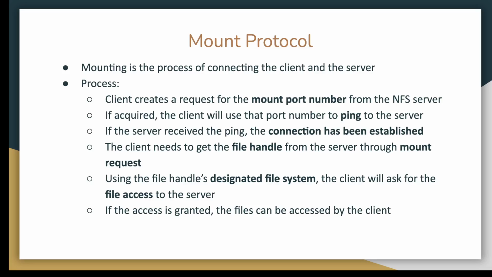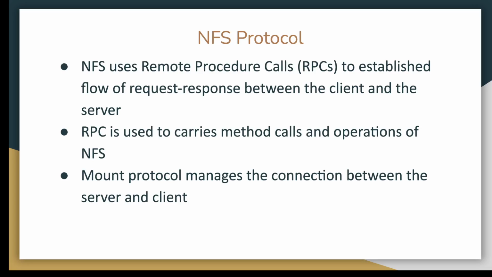Next, the client needs to get the file handle from the server through a mount request. If returned, the file handle's designated file system will be used by the client to ask for file access to the server. If the access is granted, the files can be accessed by the client. NFS uses remote procedure calls, RPCs, to establish the flow of request and response between the client and the server. RPC is used to carry method calls and operations of NFS, while the mount protocol manages the connection.